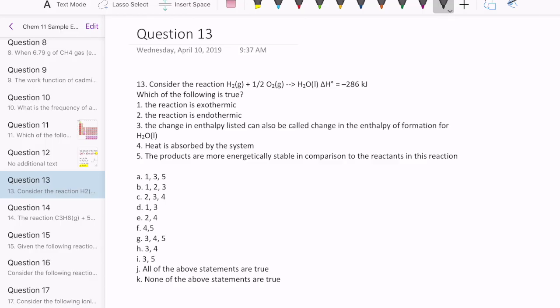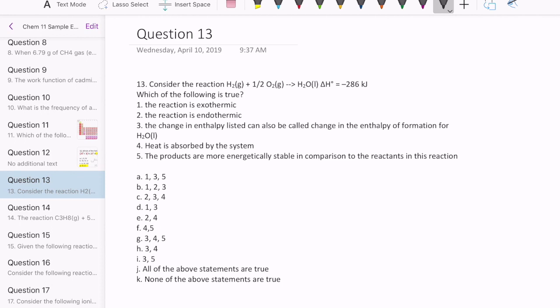Hi everyone, let's take a look at question 13 in sample exam 3. This is a question that involves various concepts in thermochemistry. The question gives you a reaction: H2 plus half O2 goes to H2O, with delta H standard given as negative 286 kilojoules, and it's asking which of the following statements is true.